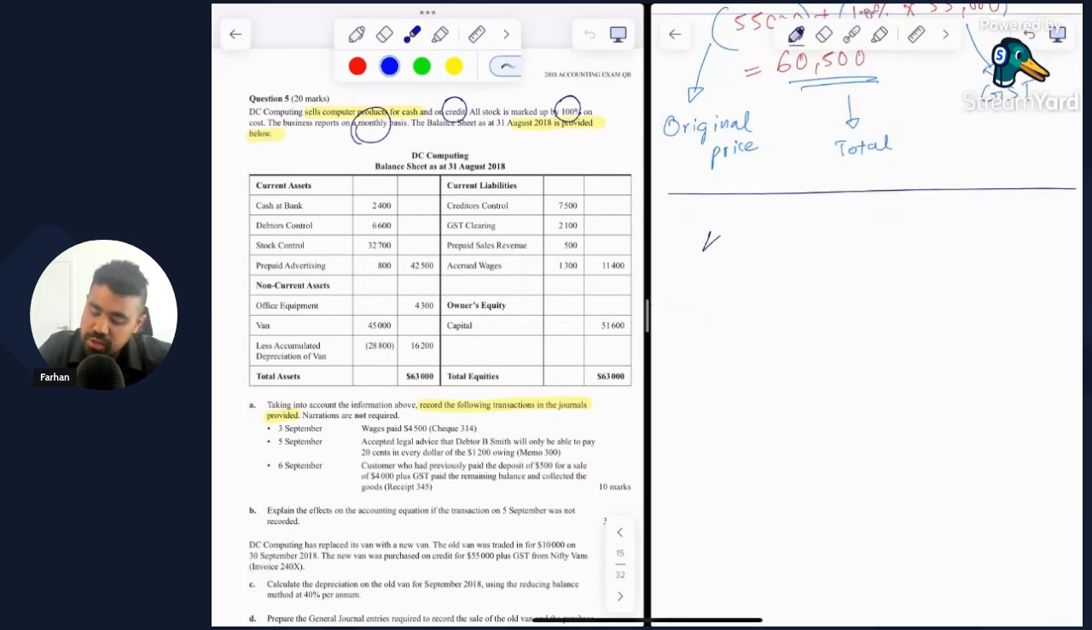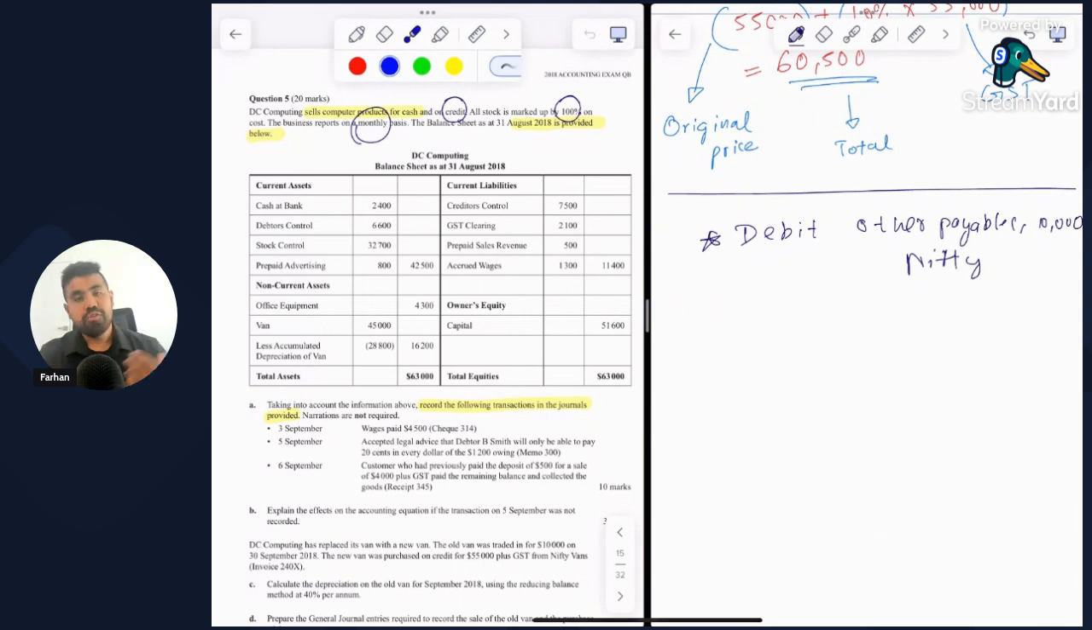So this is the trade-in. So we debit other payables for Nifty vans by $10,000. And what is the logic here? Because altogether, we are supposed to owe this business $60,500, but we are giving them our old van, which, based on the arrangements we have done with this business, is worth 10 grand, and which means we can reduce the obligation with these guys by $10,000. And every time your obligation or liability goes down, you debit it.